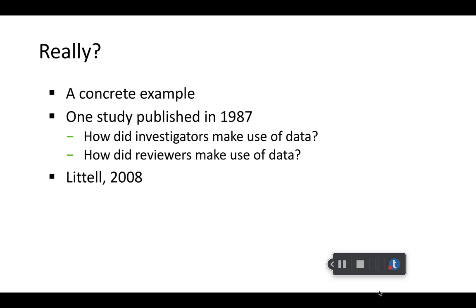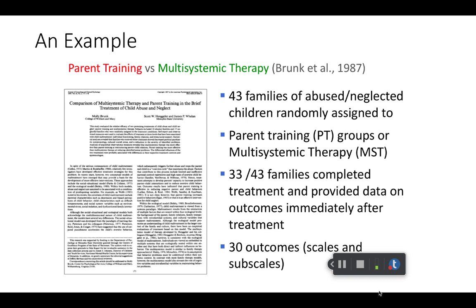So let's take a look at one study published a long time ago in 1987, and we'll look at how the investigators made use of their data and how reviewers made use of the data. This analysis is published in the journal Children and Youth Services Review in 2008. The example is one article in which parent training was compared with multisystemic therapy. This article, again, was published in 1987 in one of the top journals in psychology, the Journal of Consulting and Clinical Psychology. This article is based on Molly Brunk's dissertation.